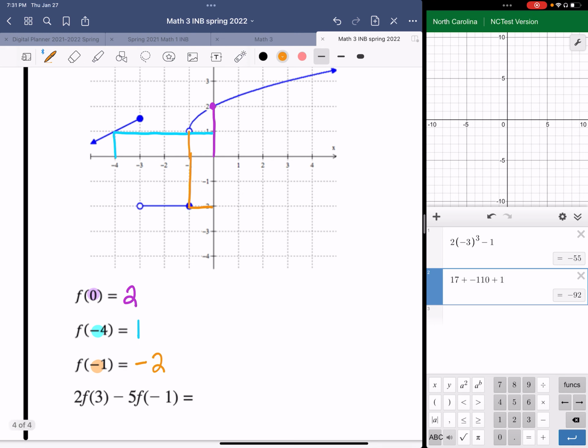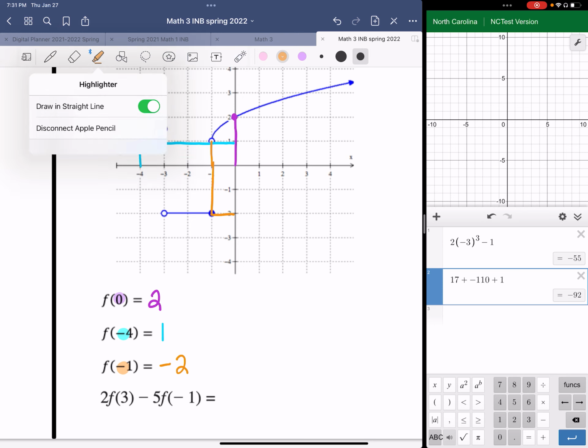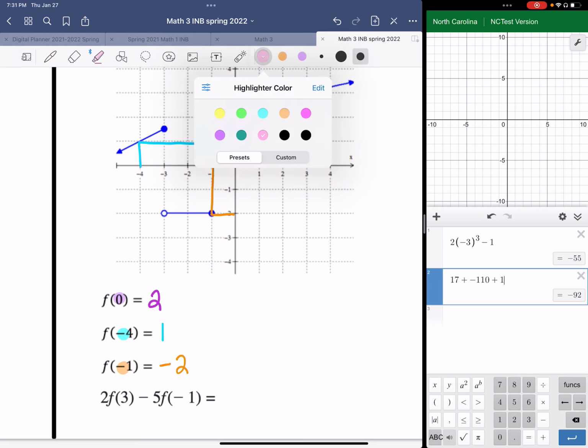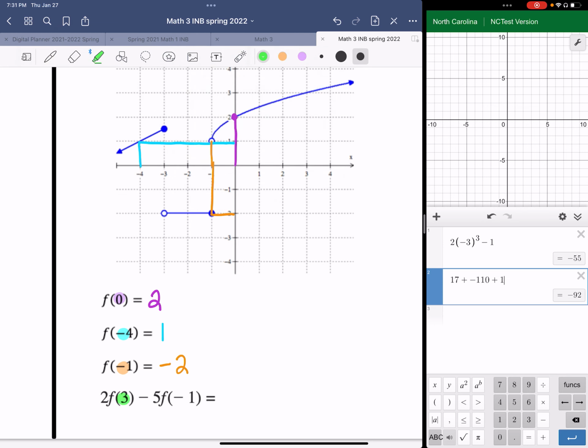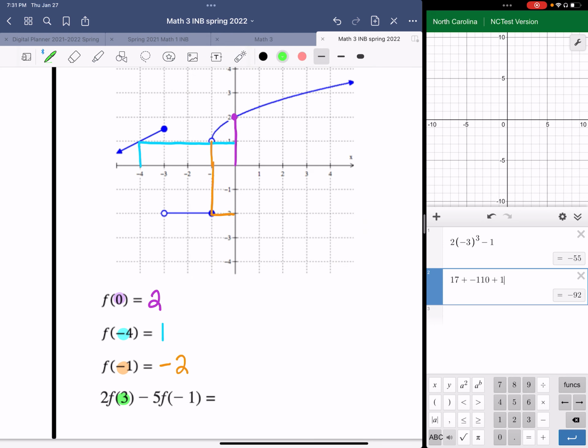All right, and then you can have a whole evaluation that you need to figure out. It works the same way as the equation. You just have to look at it graphically. So we have f of 3. If I go to f of 3 and I go up, I can see that f of 3 is 3. So we have 2 times 3, that's going to give me 6.